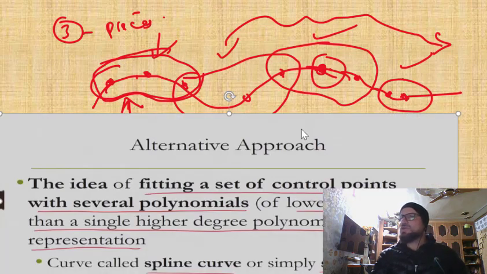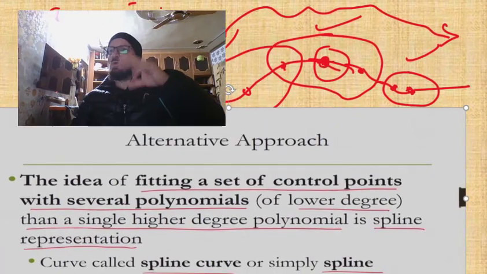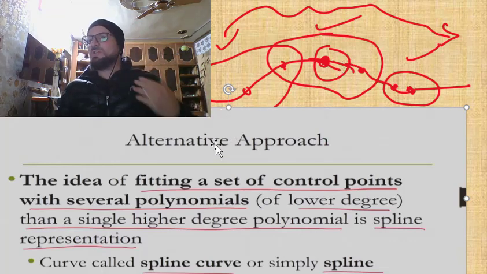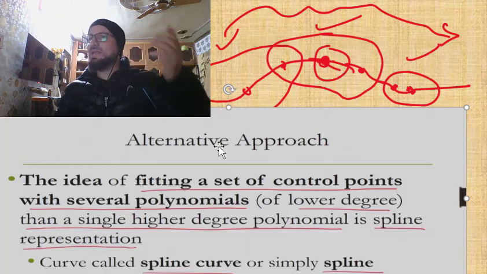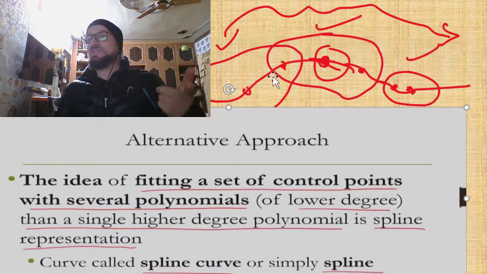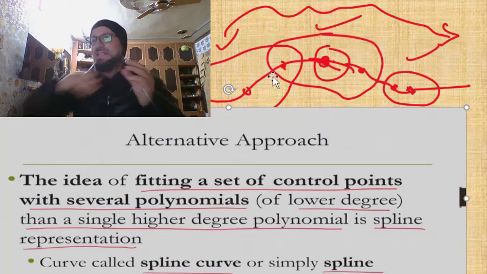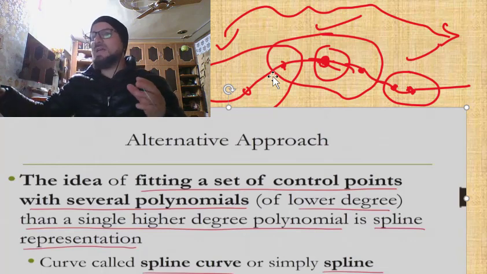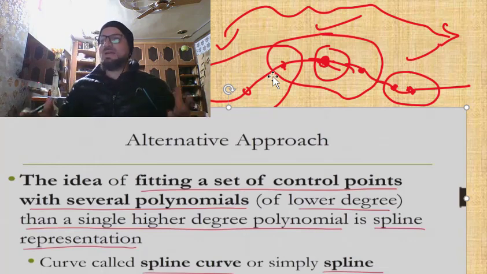So now we understand what a spline is. The idea is fitting a set of control points with several polynomials of lower degree: polynomial 1, polynomial 2, polynomial 3, lower degree polynomials combined to form a higher degree polynomial. This is called a spline representation. And the curve formed by these pieces with smaller degree polynomials is called a spline curve, or simply a spline.